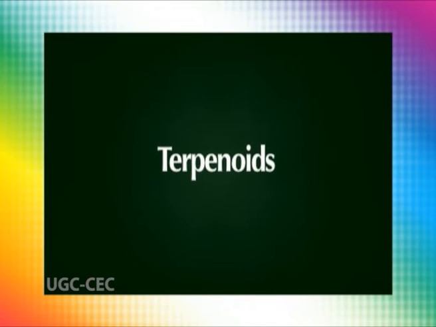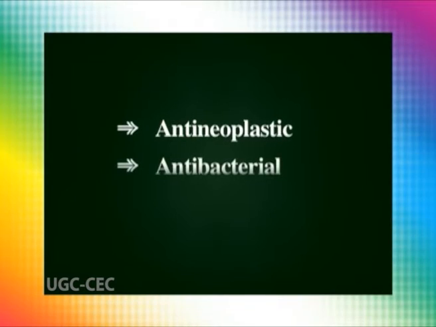Now, terpenoids. The terpenoids are synthesized via the 5-carbon building block isoprene activity. And the clinical properties include: they are antineoplastic, antibacterial, and antiviral. They are also important in gastrointestinal stimulation.